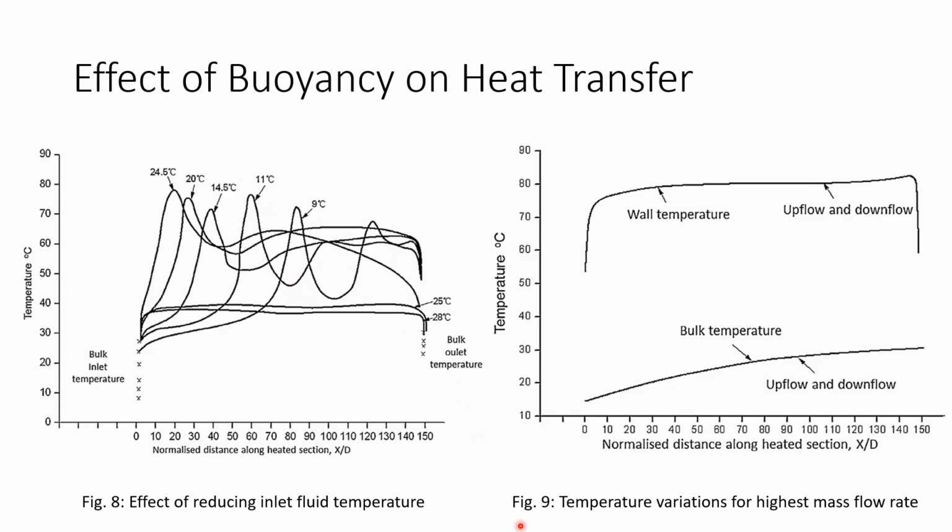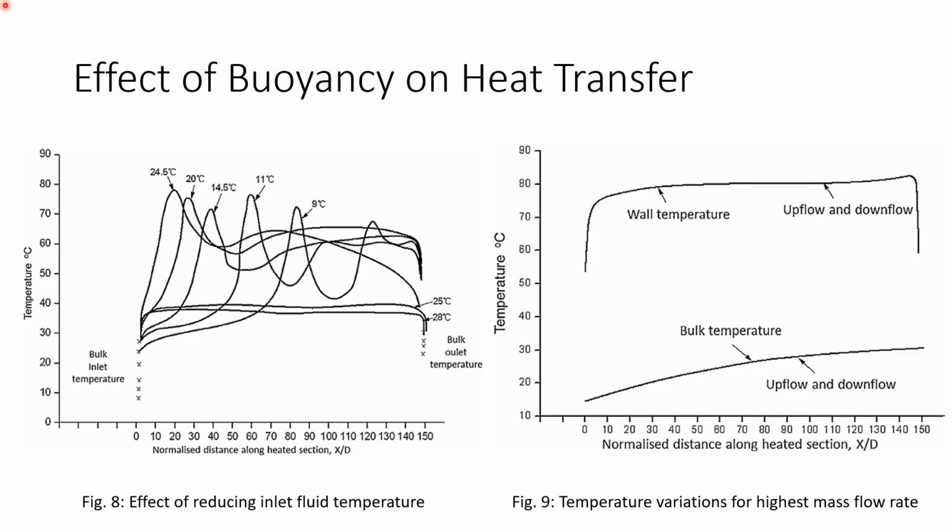Whereas in figure 9, in case of very high mass flow rates, they observed there are no peaks. Instead, the bulk temperature increases steadily, and there is a sharp increase in the wall temperature initially, and it remains more or less constant for both cases, like for upward moving flow and downward moving flow. So that is quite different compared to the low mass flow rate of fluid and different initial conditions of temperature.